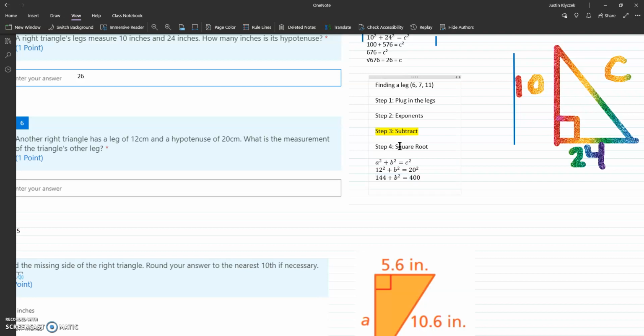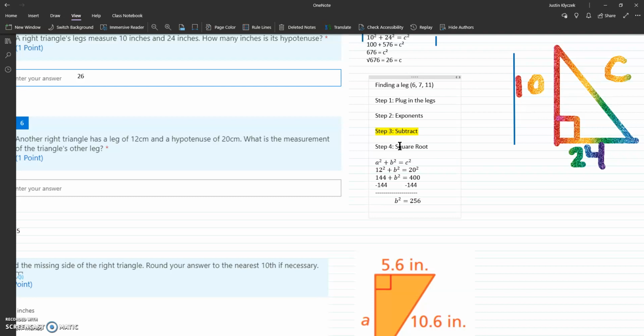And 20 squared is 400. So we're gonna subtract 144 from both sides, because I need to get the B squared by itself. So we're subtracting for step number 3. So B squared is equal to 256.